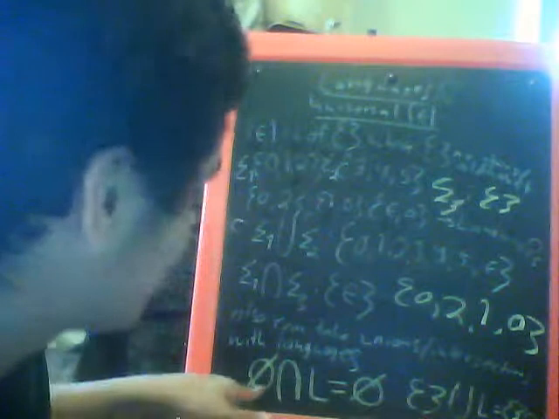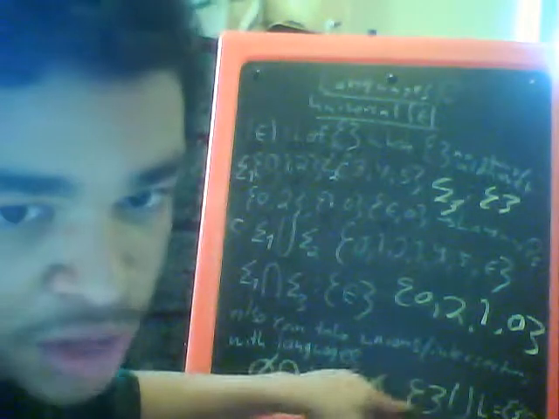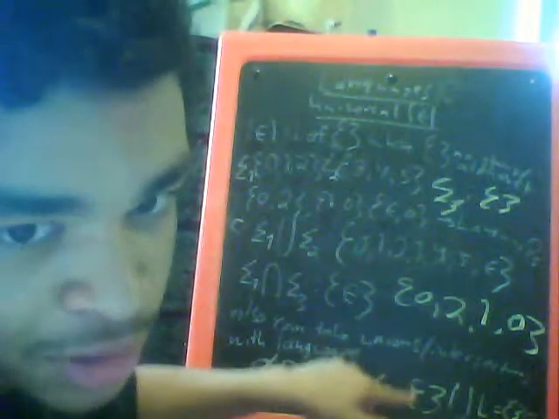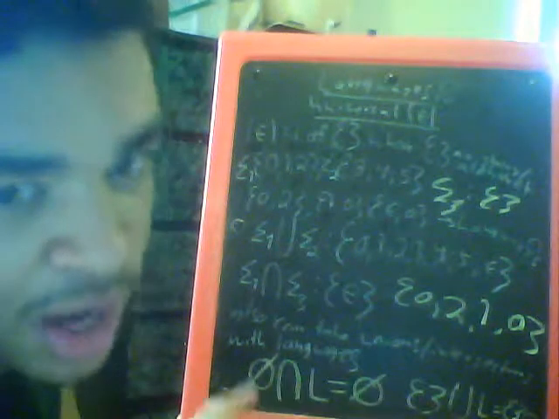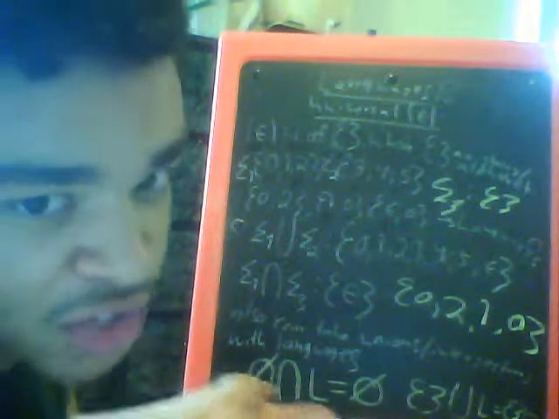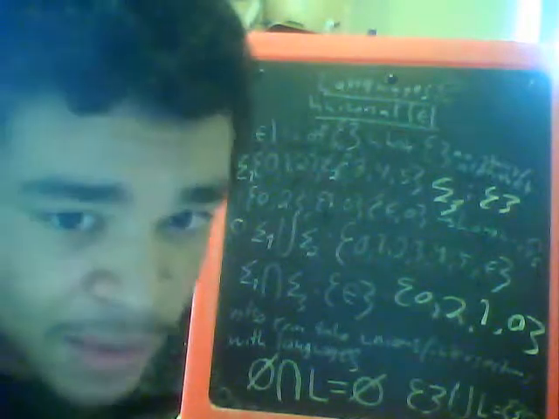Now, this circle with the slash through it and these curly braces with nothing inside of them mean the exact same thing. They're just two different ways to write it. I just want to point that out because they're distinct in the way they're written, but they mean the exact same thing. And so I guess that wraps up this video.